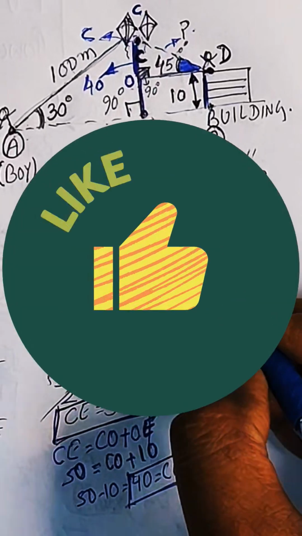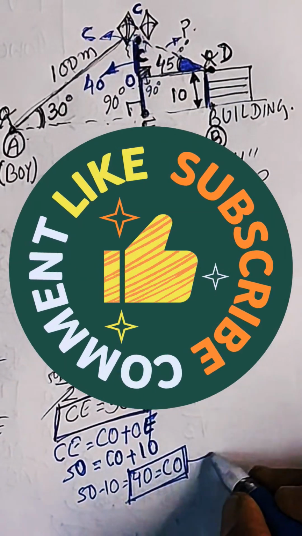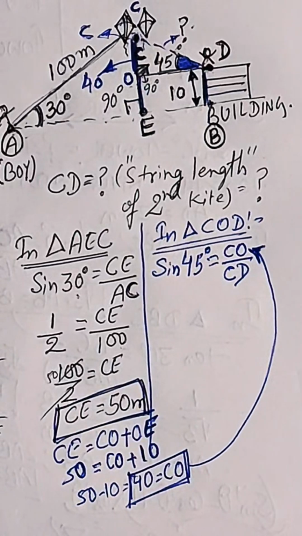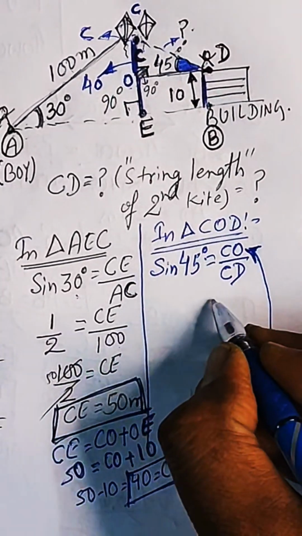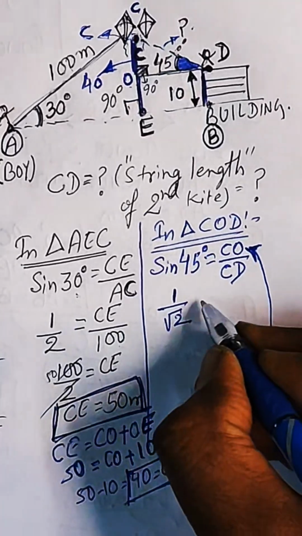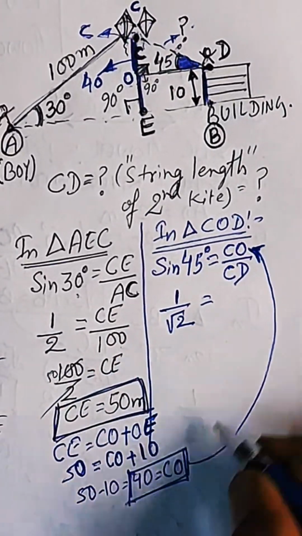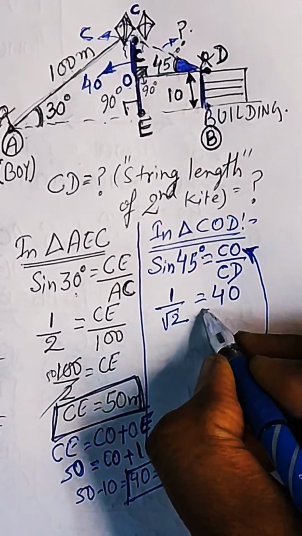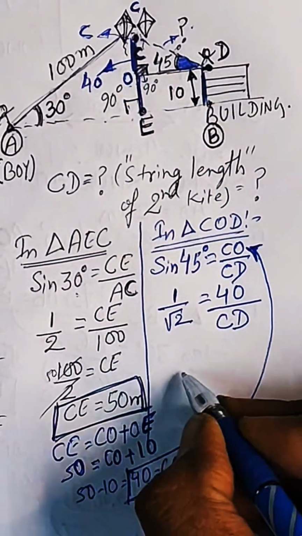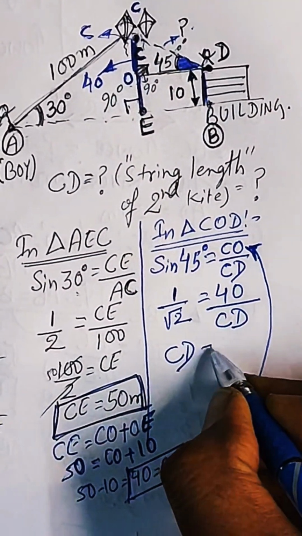What is the length of CO? CO we have calculated. Just substitute the value of CO over here. CO is 40. So first of all, LHS sine 45 is nothing but 1 by root 2, right? And CO is calculated as 40 divided by the string length of the second kite, which is CD. Just write it, CD. So this way, we will have the length of CD as calculated.